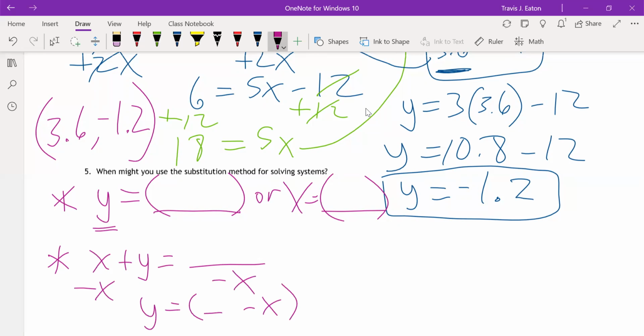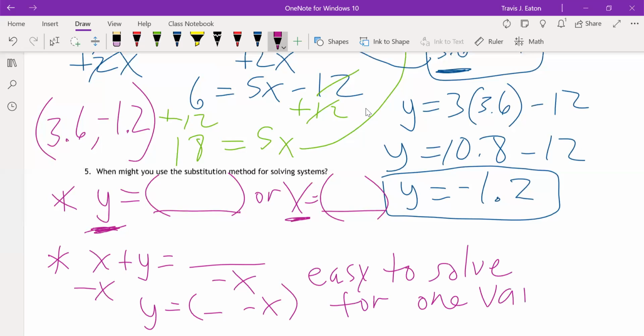So I guess what I'm saying is you would want to use substitution when you're either given the value of y or x, or if it's easy to solve for one variable or the other. So if it's super easy to solve for one of those variables, then you're like, yeah, I could use substitution for this. Piece of cake, no problem. Otherwise, it's too much work.